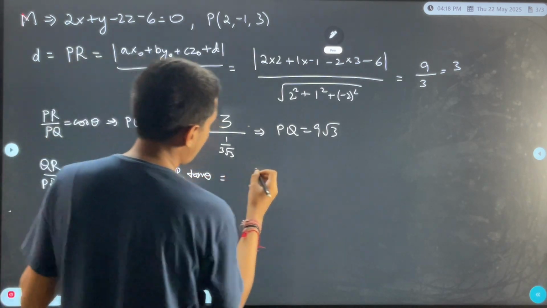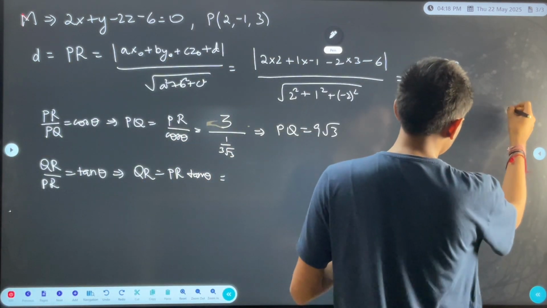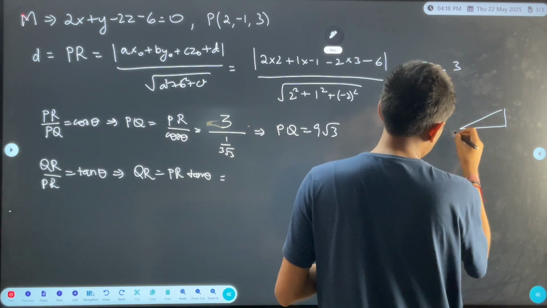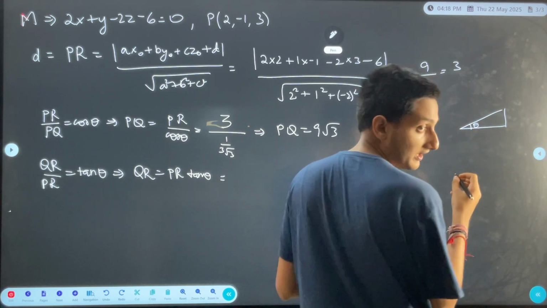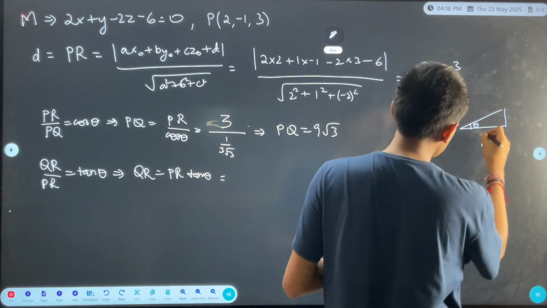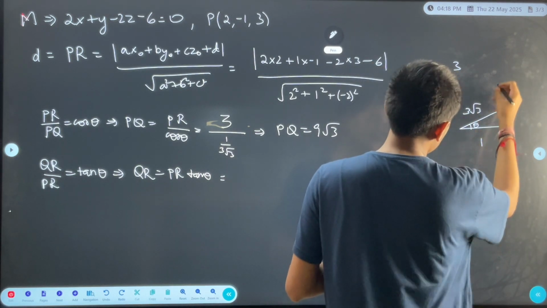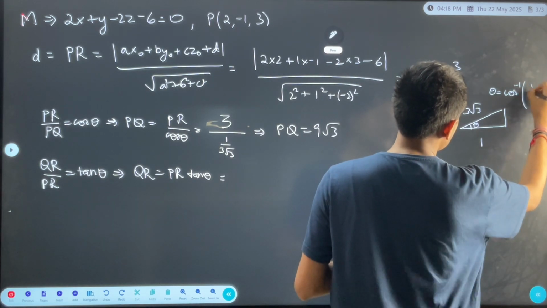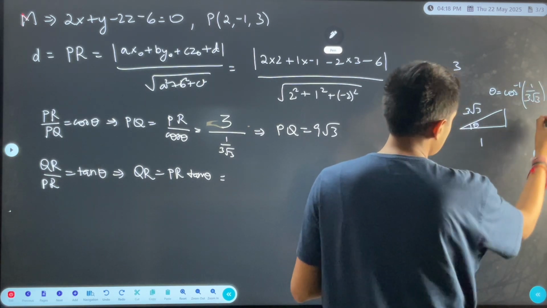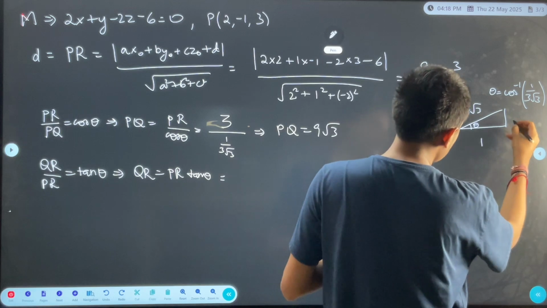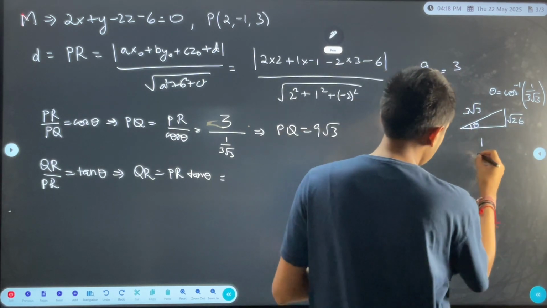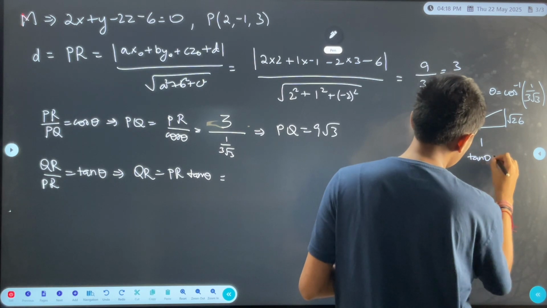We have to compute tan theta first. So let's take a triangle here for reference. We know that if this angle is theta, then this will be 1, this will be 3 root 3, because we had obtained that theta is cos inverse of 1 by 3 root 3. Alright, now computing this, we'll get this as equal to root of 26. Hence tan theta is equal to root 26.